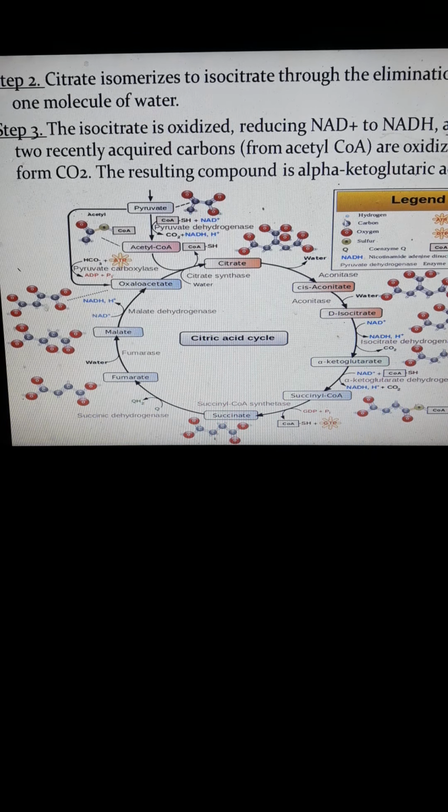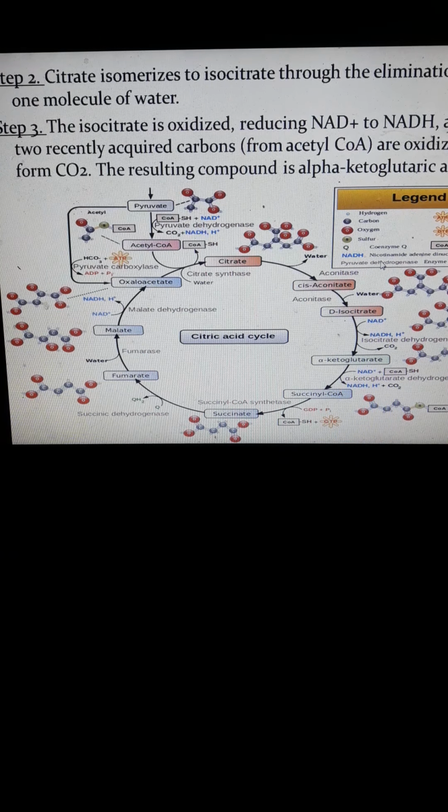Okay, so let us see the legend: oxygen, hydrogen, sulfur. So NADH is nicotinamide adenine dinucleotide. We have your pyruvate dehydrogenase enzyme, adenosine triphosphate, and guanosine triphosphate. Okay, so that is for step number 3.